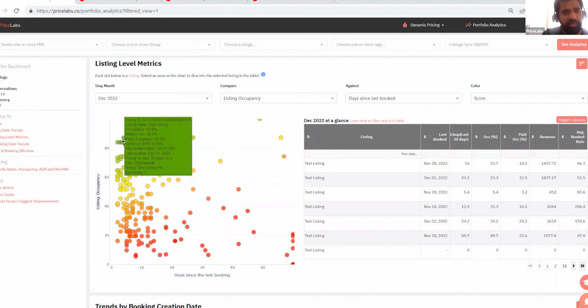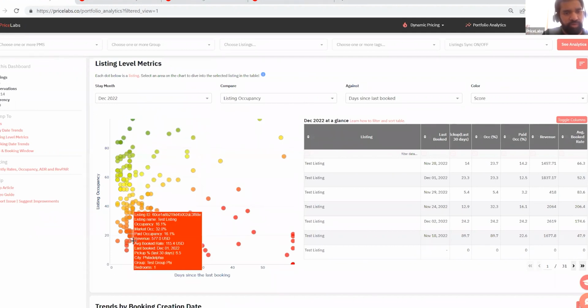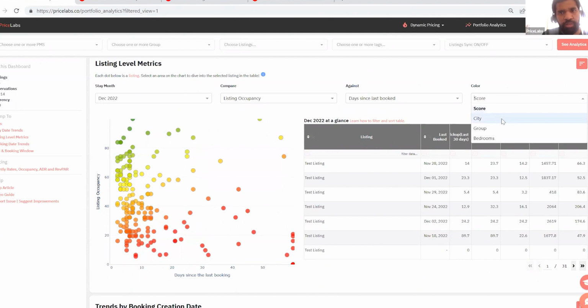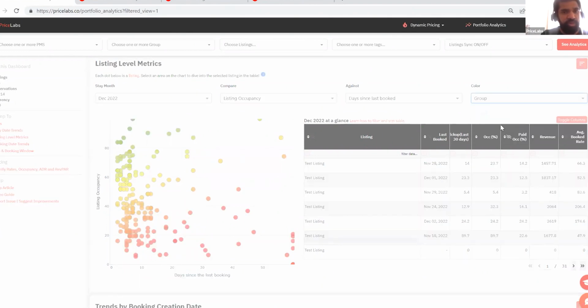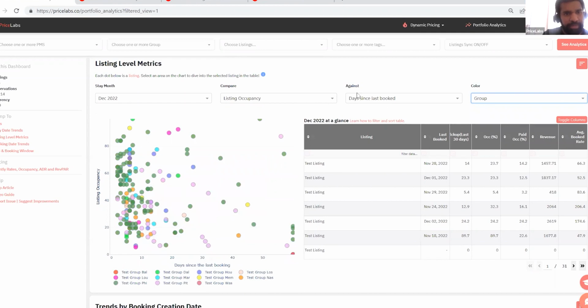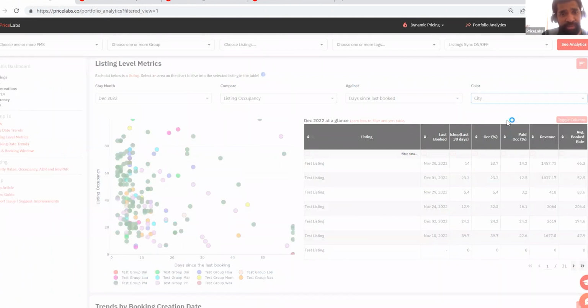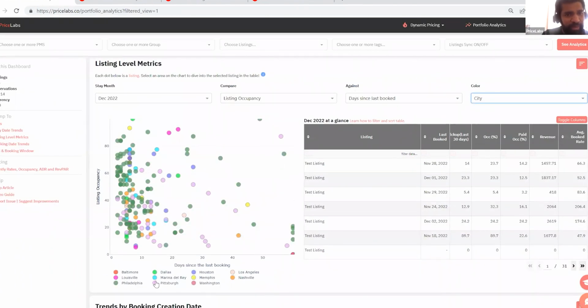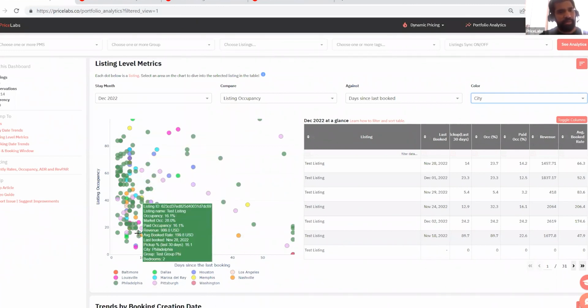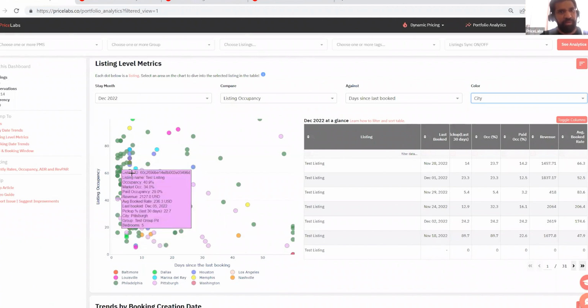Like I said, all of these colors are PriceLabs' own score, where we're comparing your occupancy to market occupancy. But you can also group these. If you have created groups, you can color them by groups. So I can see here that all of the green listings, which are in my group test group fee, are really getting booked. My purple listings, which are in test group pit, are not getting booked as much. I can also look at this by city and make sense of which cities are booking faster, which cities are really getting bookings.